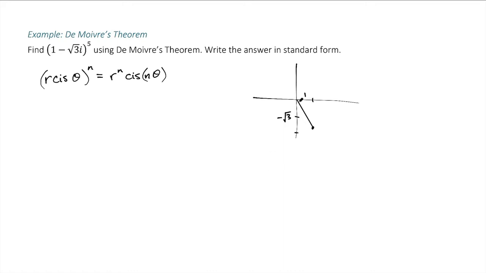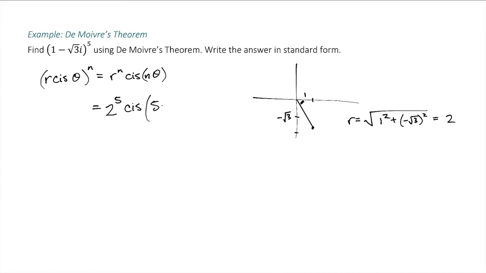Then we can, of course, get the length here by using our Pythagorean theorem. That r is the square root of 1 squared plus negative root 3 squared. And that's 1 plus 3, which is 4, and the square root of 4 is 2. And so we've got r. Let's go ahead and plug that in. R is 2. 2 raised to the n, which is 5, cis of 5 times, and then we need to know what theta is.